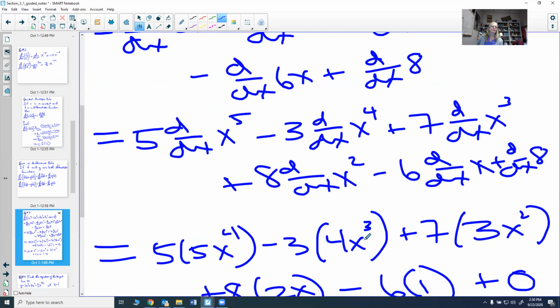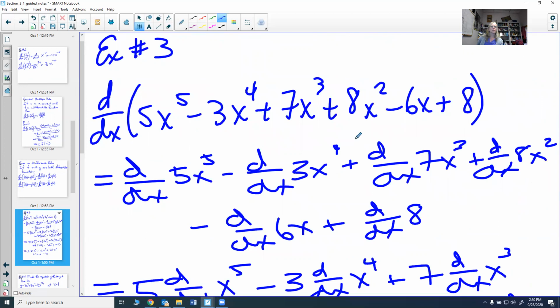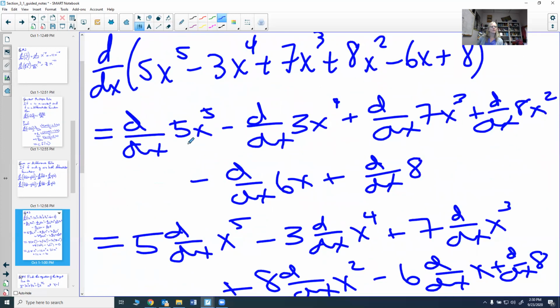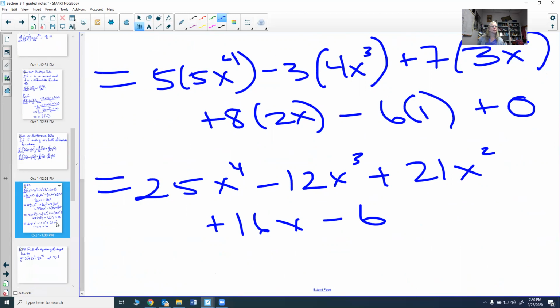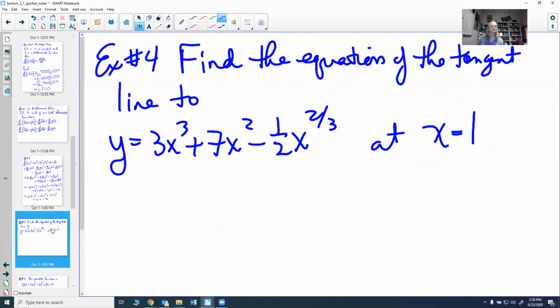By the way, I almost never do this in the future. Normally I just start at the beginning and multiply and take derivatives as I go. So 5x to the 5th would be 25x to the 4th. Then 3x to the 4th would be 12x cubed. 7x cubed would be 21x squared. 8x squared would be 16x. And then 6x would be minus 6. And then plus the derivative of 8, which is 0. So normally I don't do all these intermediate steps. I just wanted to show you what we were doing. But normally I go straight to the end. So let's go straight to the end.